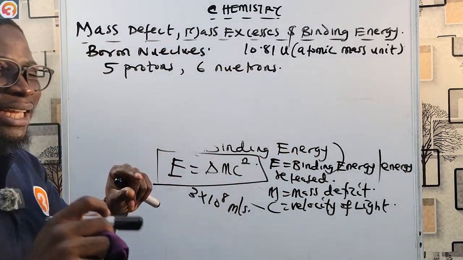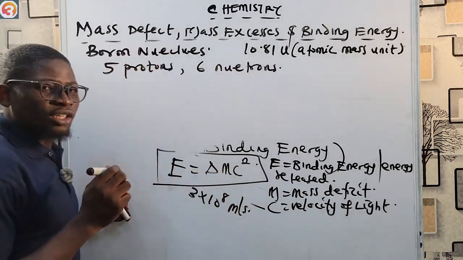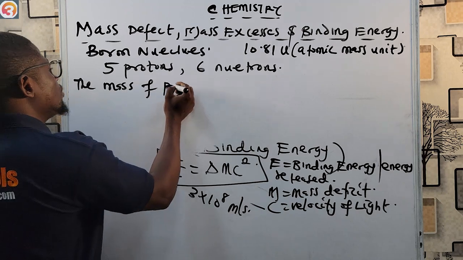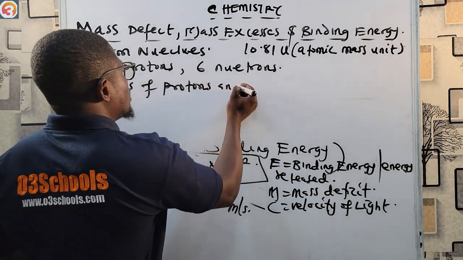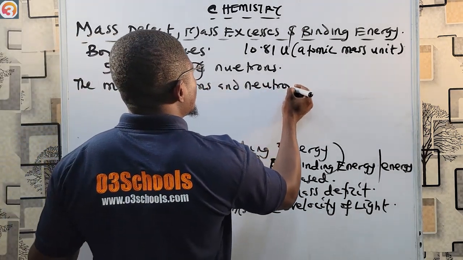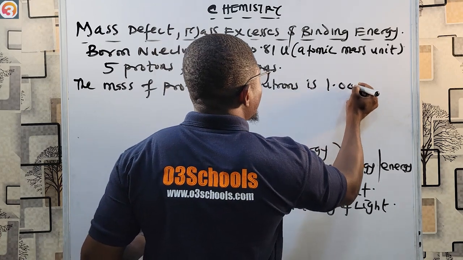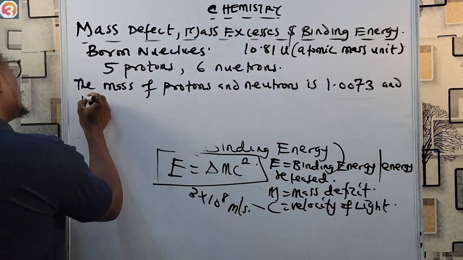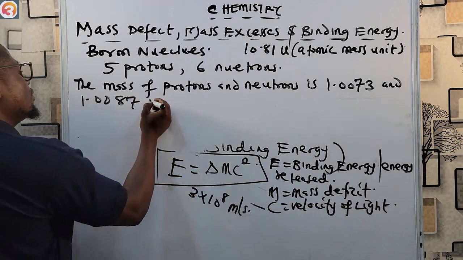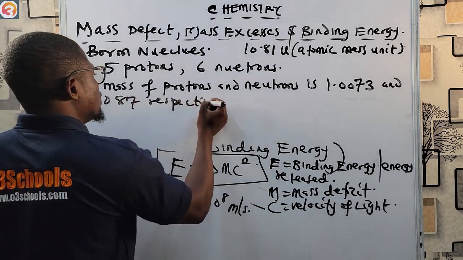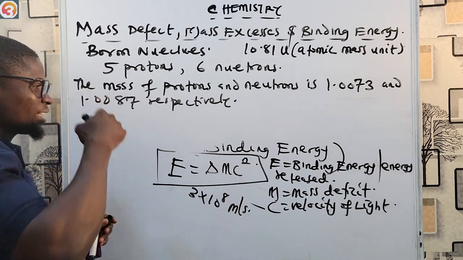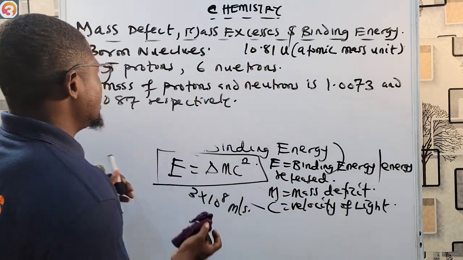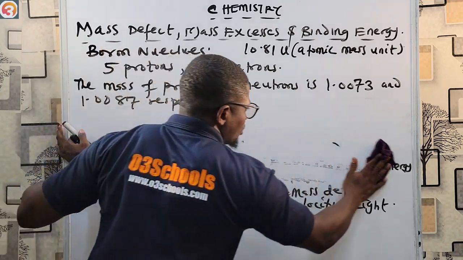That is the actual mass of boron. And the mass of protons and neutrons is 1.0073 and 1.0087 respectively. So we want to calculate the mass deficit in the boron nucleus. Let us continue.